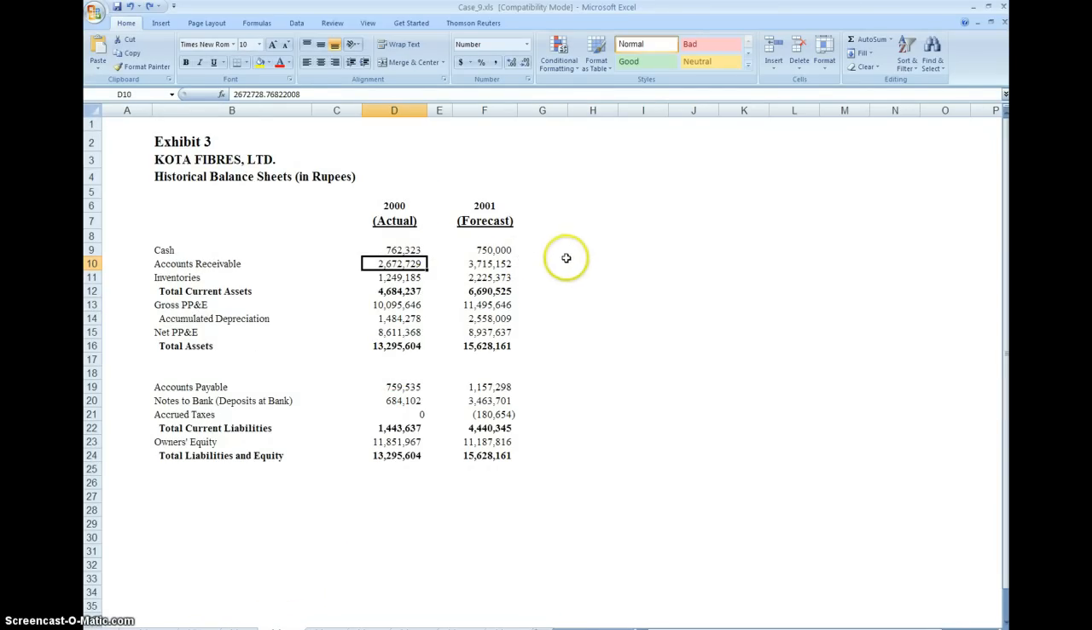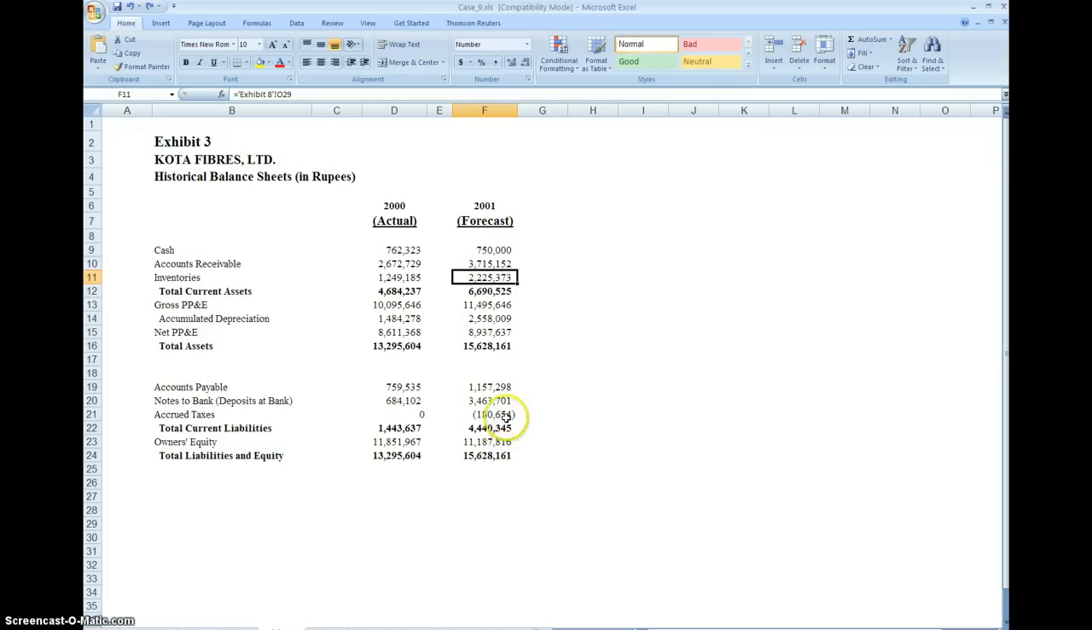So the balance sheet is going to show that from 2000 to 2001, total assets are going to grow from 13 million to 15.6 million rupees. Working capital, the short-term current assets, will rise by about 2 million. And there'll be an increase in accounts receivable, significant all across. This is all associated with an increase in sales.